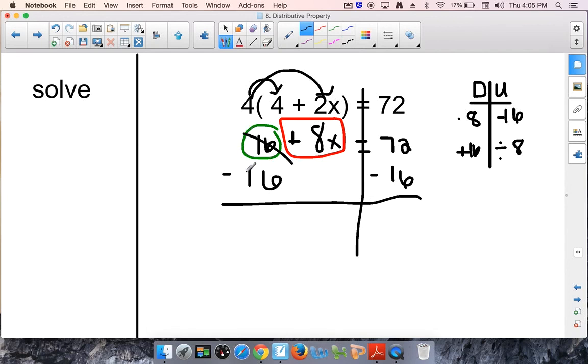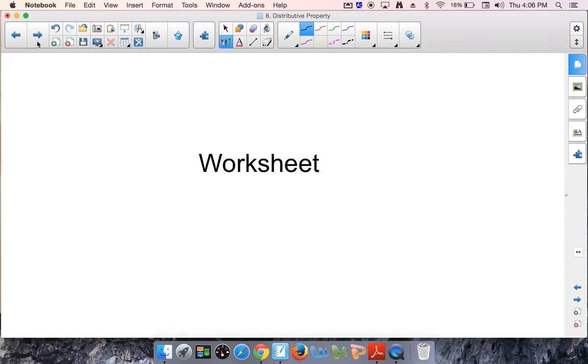16 minus 16 would cancel, and I'm left with 8x equals 72 minus 16. Well, 12 minus 6 is 6, so that'd be 56. Divide by 8, divide by 8, x will equal 7. Go ahead and give your worksheet a try. Let me know if you have any questions.